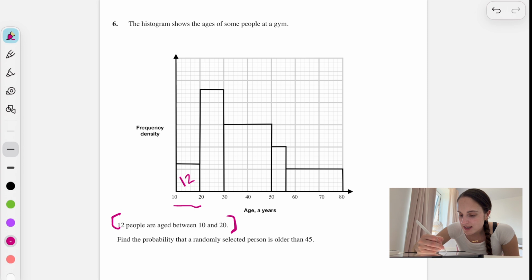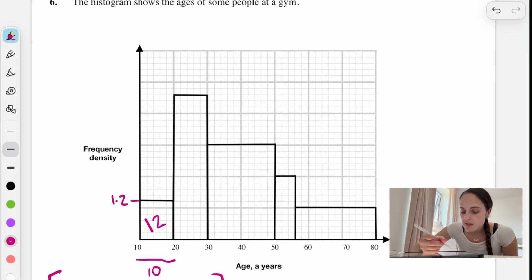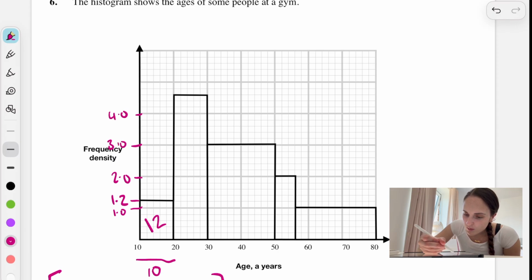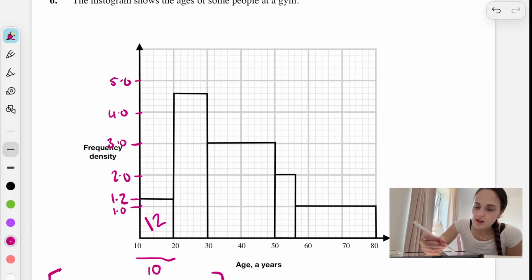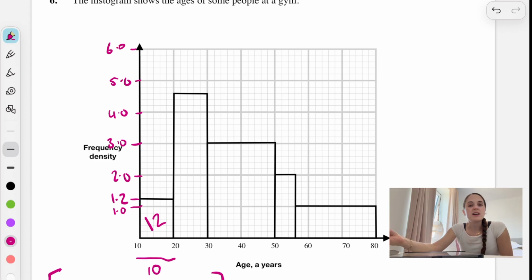Now, if the base is 10, we don't know what the frequency density is, but we know the area is 12. So working backwards, if we do 12 divided by 10, that's going to give us 1.2. So now we can clearly see that the bars are going up in 1.0 and then it goes up in 2. So 1.0, 1.2, 1.4, 1.6, 1.8, 2.0. So that's going to be 2.0. And then we're going to have 3.0, 4.0, 5.0. And then the last one would be 6.0, but nothing's up there, so it doesn't really matter.